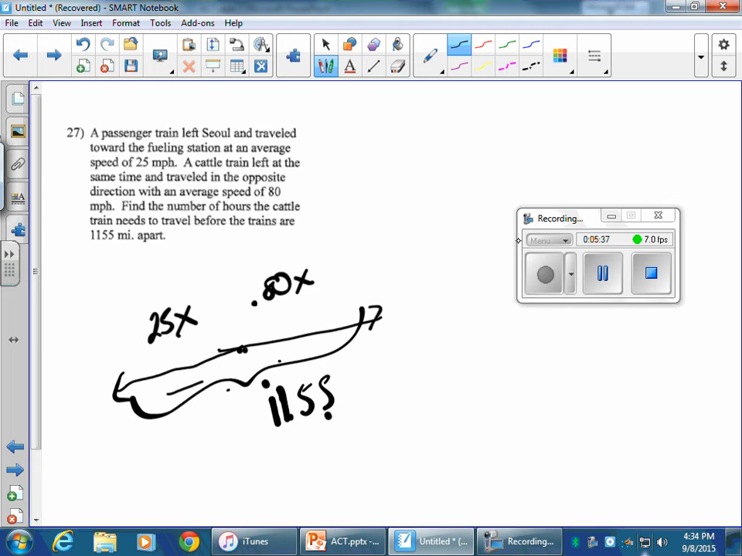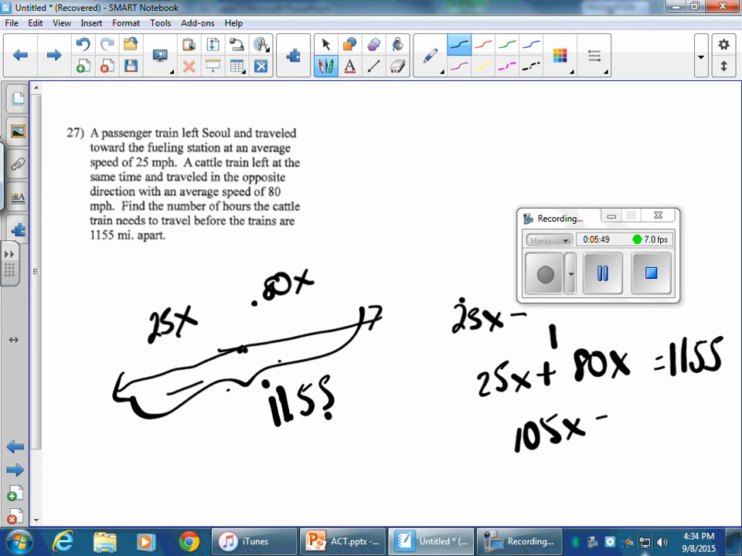So my equation is going to be 25x plus 80x equals 1155. Combine that, that's 105x equals 1155. Divide by 105, and you get that x is 11.